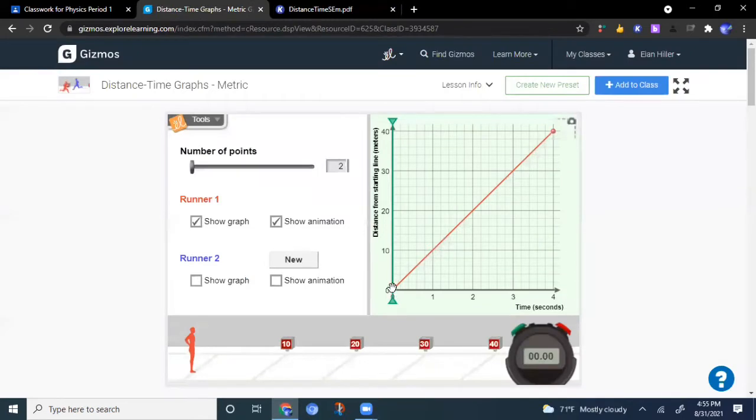So right here, if I take this red dot, I can move it up and down, and notice it changes the runner's starting position. The same way, I can move this other red dot here and there, and it changes the runner's final position.